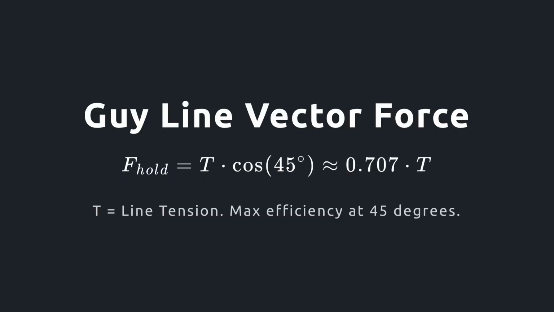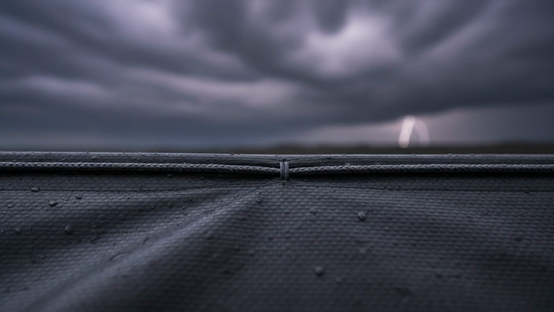The optimal angle is 45 degrees. If the line is too vertical, you lose lateral holding power. Too horizontal, and the vector force pulls the stake straight out of the soil. This applies to tarps as well.